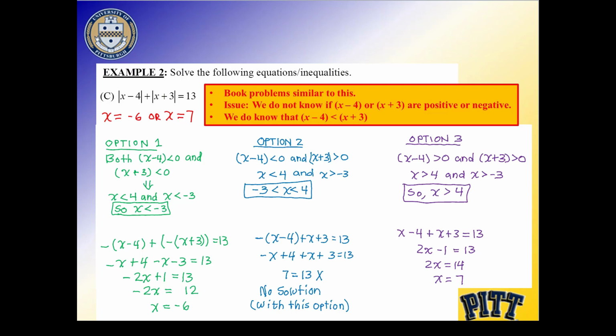But those are two answers, two values that if I put them in for x, I am going to get a positive 13 for my absolute value, or the sum of my absolute values.